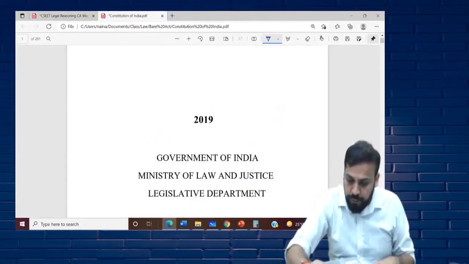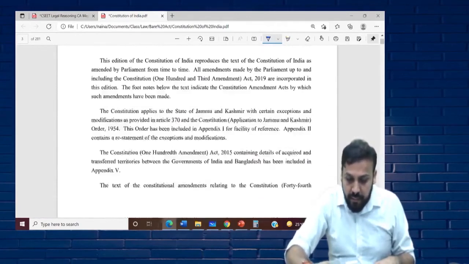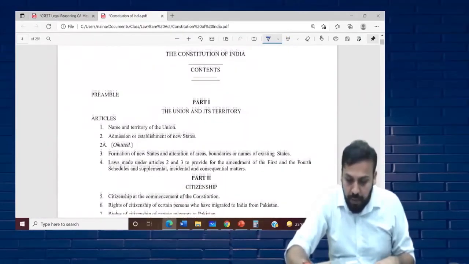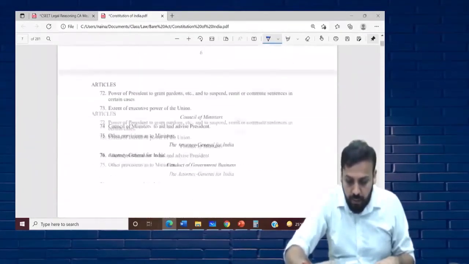I'll show you the Constitution of India, and see this preamble, whereby it is talking about everything. Okay, just hold on.